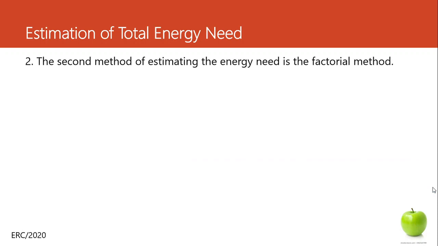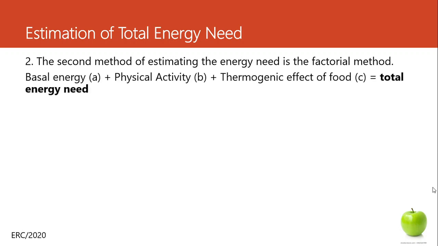Okay, so the second method is estimating the energy need by the factorial method. The basal energy, the physical activity, and the thermogenic effect of the food.